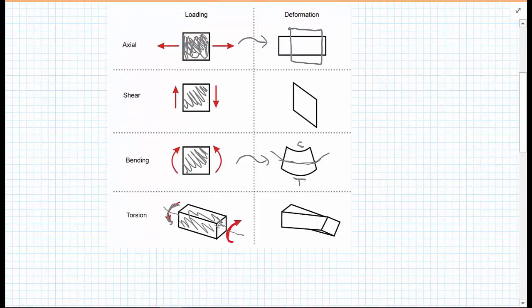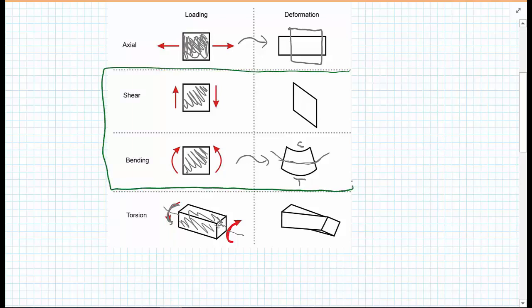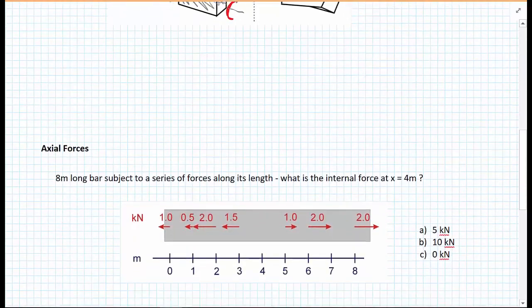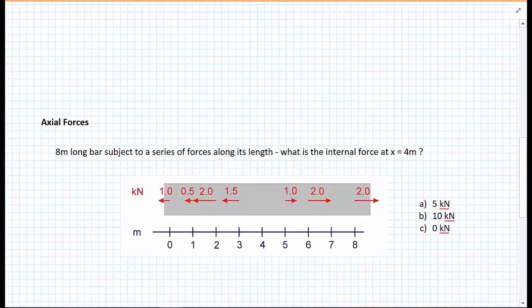In this section of the course, we're really going to concern ourselves with shear and bending, which we use a lot. But before we move on to shear and bending, we're going to have a quick look at actual internal forces. So what we need to do first is understand what actually is an internal force. So here we have a bar which is 8 meters long, and we have a series of forces along this bar, and what we'd like to know is what is the internal force at a distance x equals 4 meters from the left hand side.